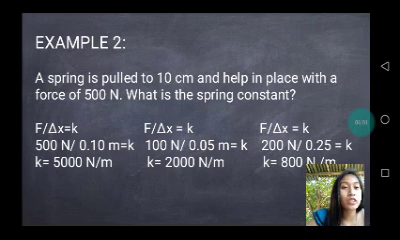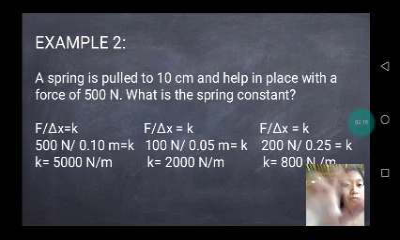Second problem is 100 Newton divided by 0.05 meter equals 2,000 newtons per meter. Then the third problem is 200 Newton divided by 0.25 equals 800 newtons per meter.